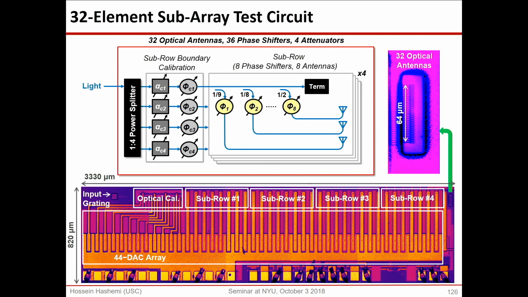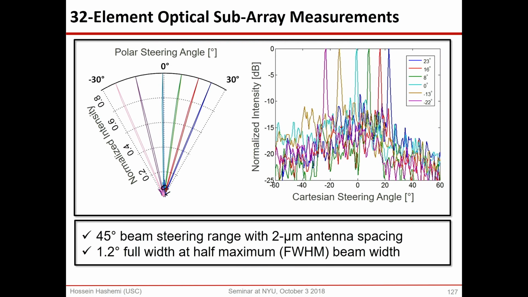1,000 elements was very scary. We were scared of the calibration. We didn't know how to calibrate it. So we first attempted a subsection, which was a 32 array. We measured the 32 array, and after a lot of time on calibration, you can see that light can be steered in different directions. And it's very, very narrow. It's only 1 degree. And you can see Cartesian and polar plots.